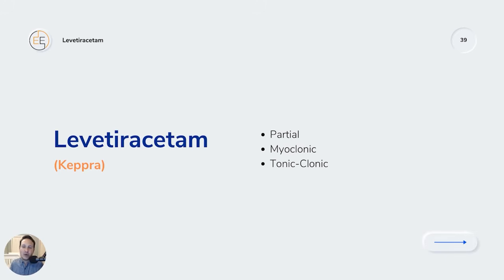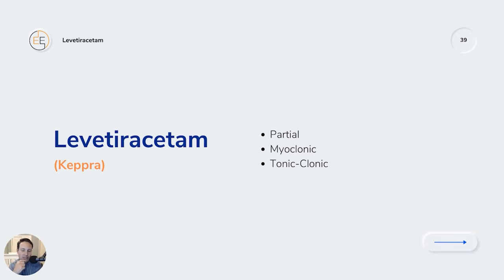levetiracetam, also known as Keppra. Now, Keppra is one of the leading medications to treat epilepsy. Keppra is a relatively new drug, being first approved in the United States in 1999. So to compare that to a drug such as phenytoin, for example, Keppra came along almost 100 years later.